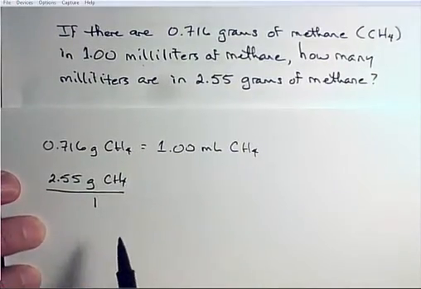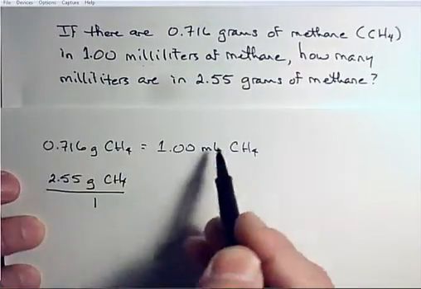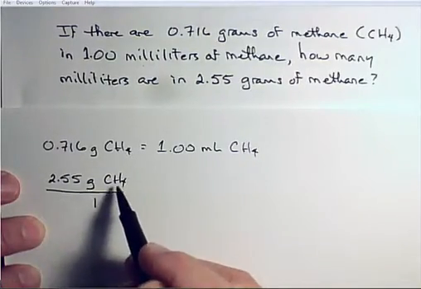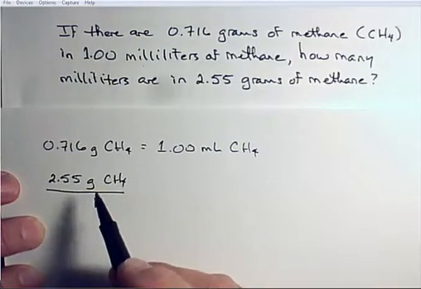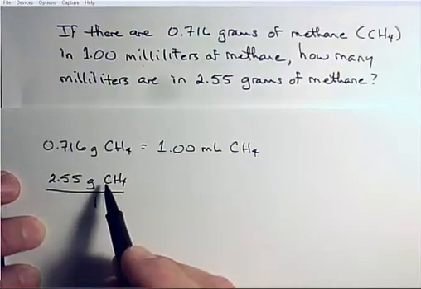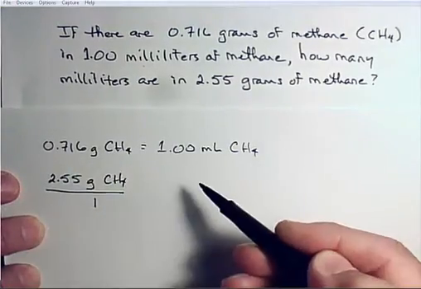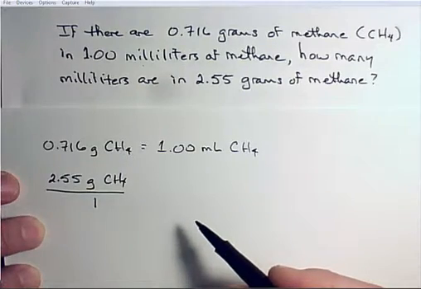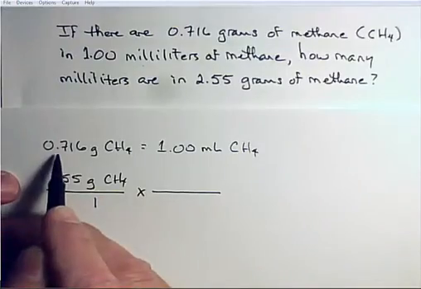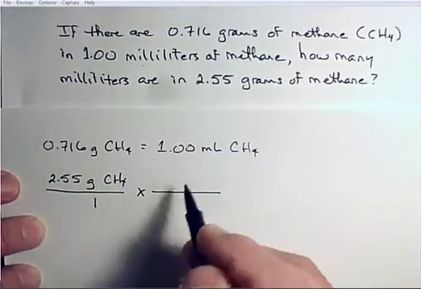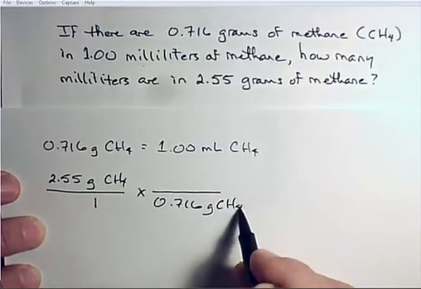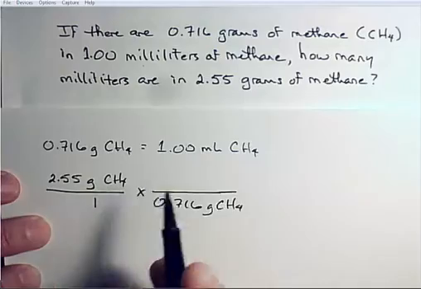Okay? Now we're going to go over here to the equality statement, and I want to find which side of the equality statement matches the units and species I have in the top of this fraction for the starting amount. Okay? Well, the left side here of the equality statement matches this one. So that's the side of the equality statement that needs to go on the bottom of the fraction where we're going to create this conversion unit. So 0.716 grams of methane goes in the bottom. And then the other side of the equality statement goes on the top.